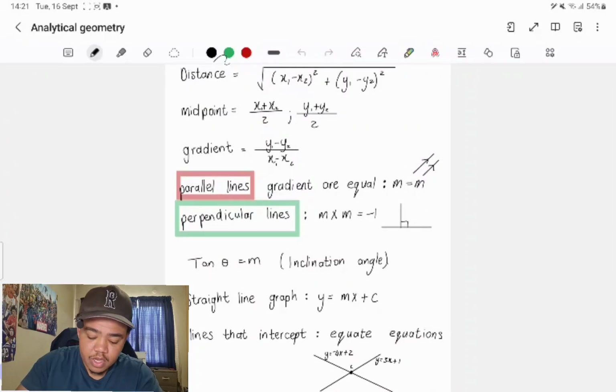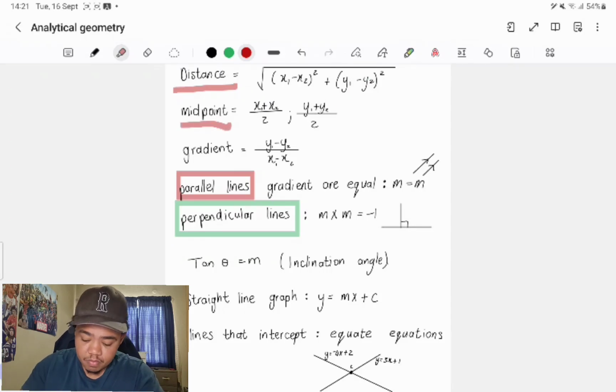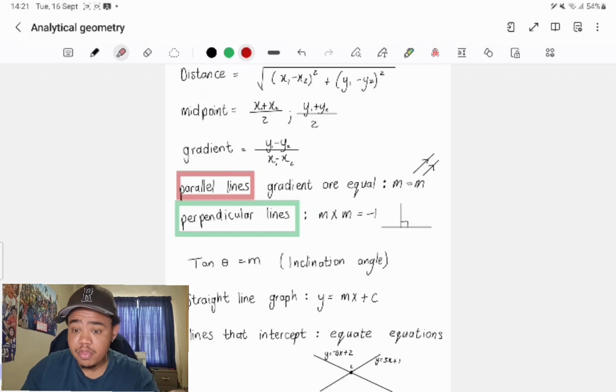Very important. We have the distance formula, the midpoint formula, the middle, and the gradient formula. That's the three forms you need to know. Then you also have to know some theory.